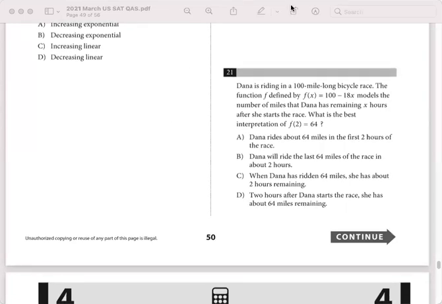Dana is riding in a 100-mile long bicycle race. The function f defined by f(x) is equal to 100 minus 18x models the number of miles that Dana has remaining x hours after she starts the race. What is the best interpretation of f(2) being 64? So when I look at this, f(x) is equal to 100 minus 18x. I know that she started with 100 miles, and this function is telling me the number of miles that she has remaining x hours after she started the race.